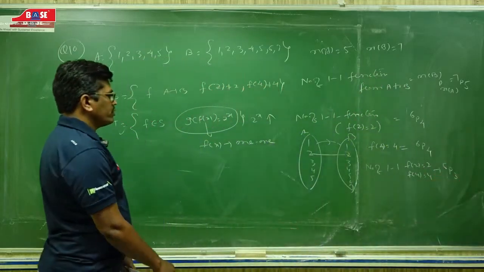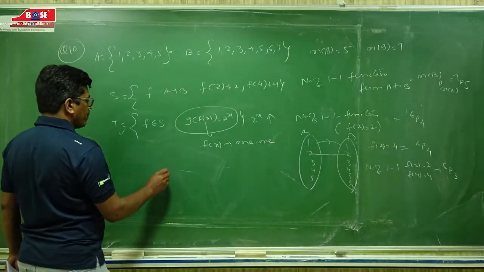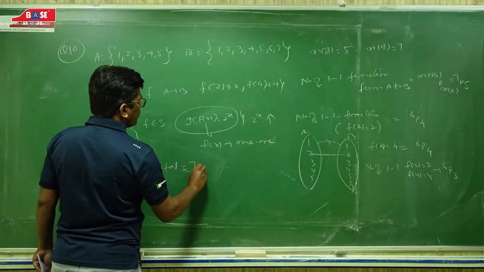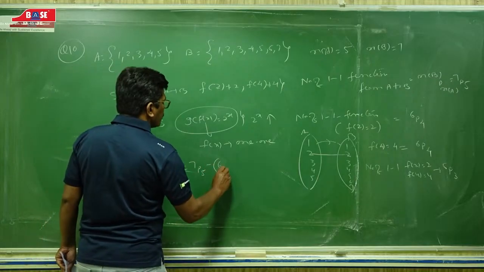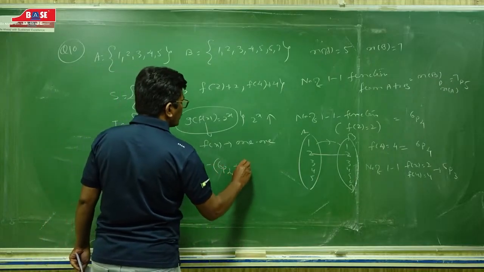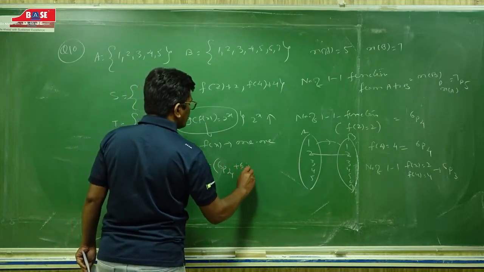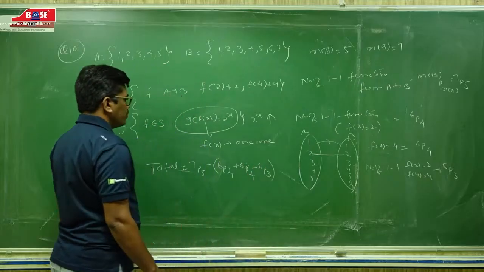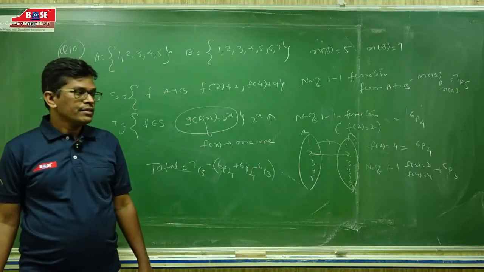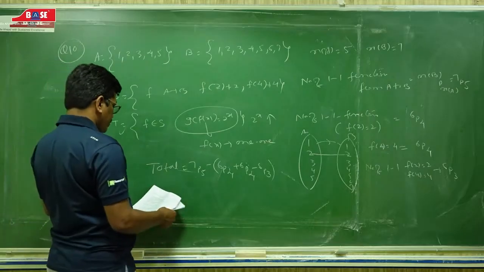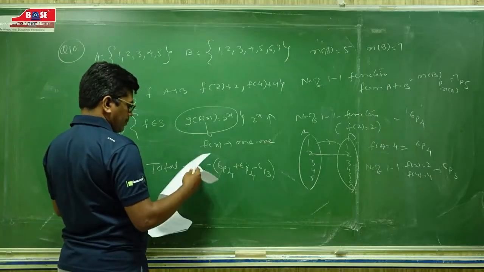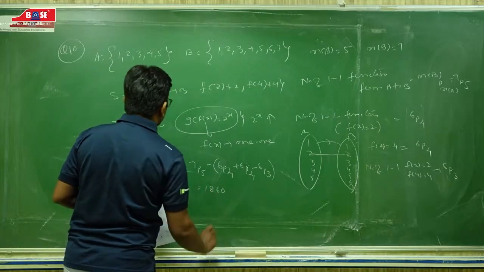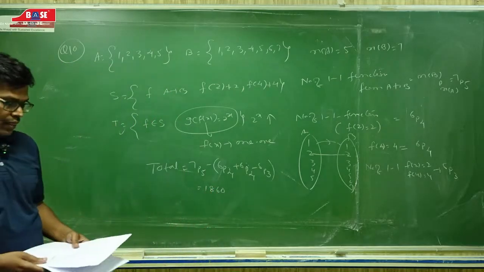So by using the inclusion exclusion principle, the total is 7P5 minus 6P4 minus 6P4 plus 5P3. It gives the answer for question number 10. The final answer is 1860 for question number 10.